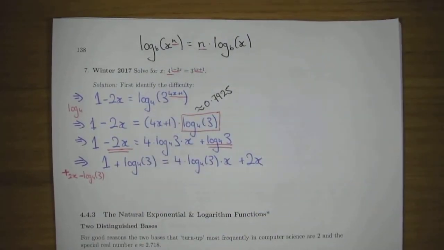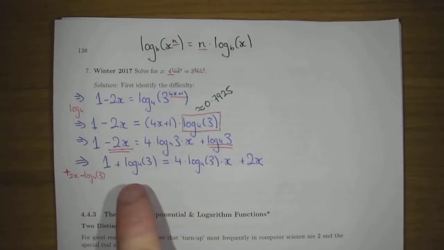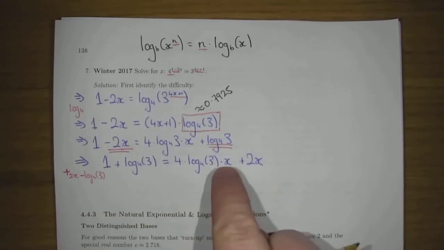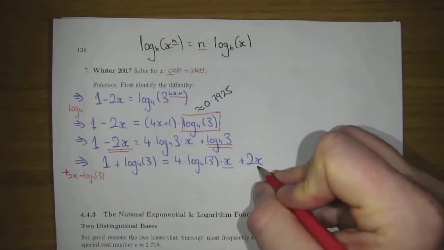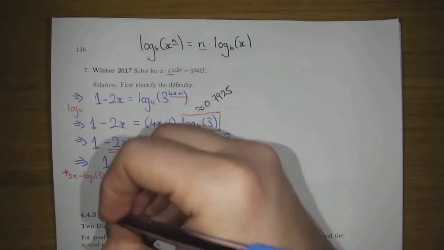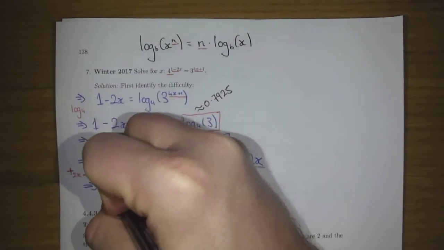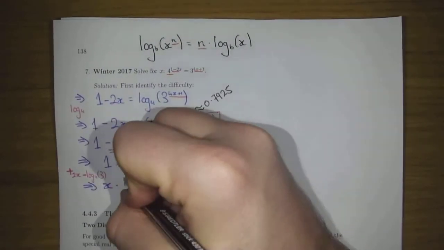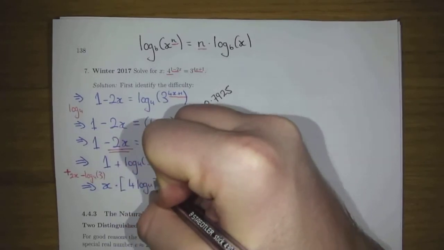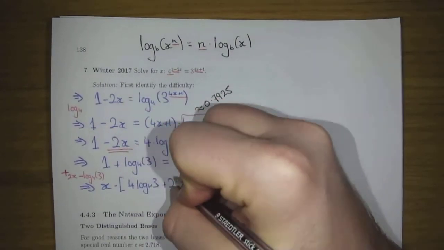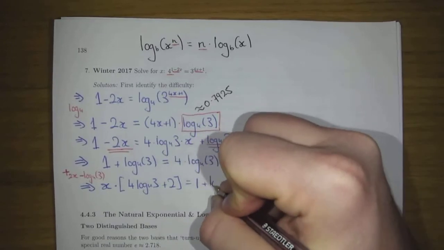Okay, and now what I'm going to do is swap them around. Now I'm not moving anything. If that's equal to that, that's equal to that. And I'm going to take out on the right hand side the common factor of x. So if I take out the common factor of x on the right hand side, now on the left, I have x times 4 log base 4 of 3 plus 2 equal to 1 plus log base 4 of 3.